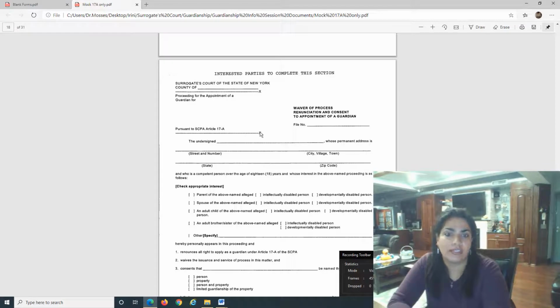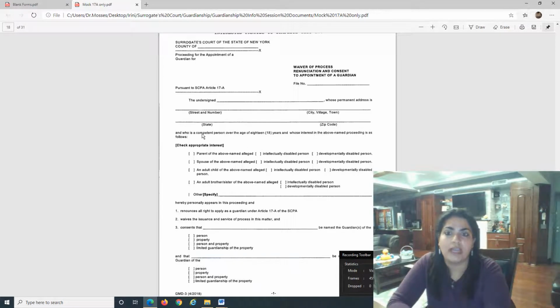So the undersigned name, whose permanent address goes here, and then you would list the interest. So this is a sibling. We just check off adult brother or sister of the above named intellectually, developmentally disabled person. Here you're just putting in the relationship of the person completing this form to the respondent. It could also be a parent.